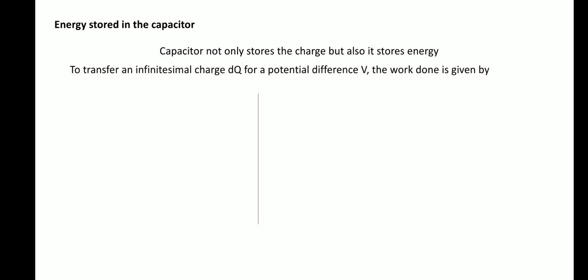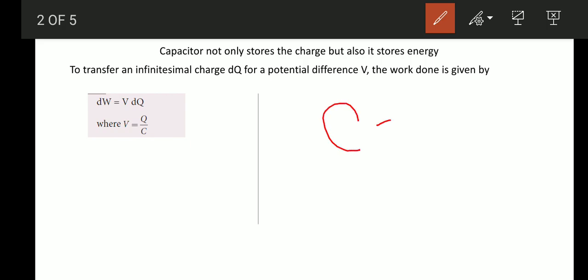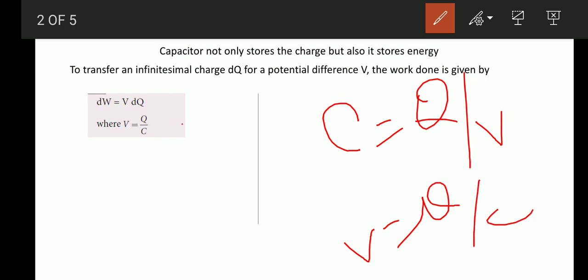The capacitor not only stores the charge but also stores the energy. In order to store a charge in a capacitor, you need to move the charge towards the plates. That means you need to do some work. That work will be stored as potential energy. The work done to move a charge between the plates is given by dW equal to V dQ, where V is the potential between the two plates, which can be calculated from the capacitance formula C equal to Q by V. Then V is equal to Q by C.